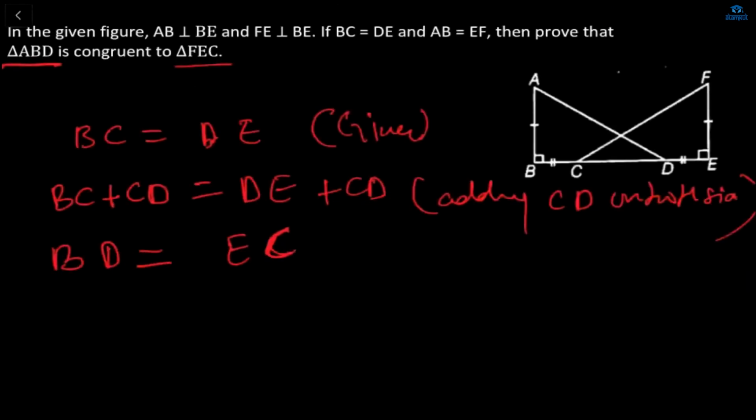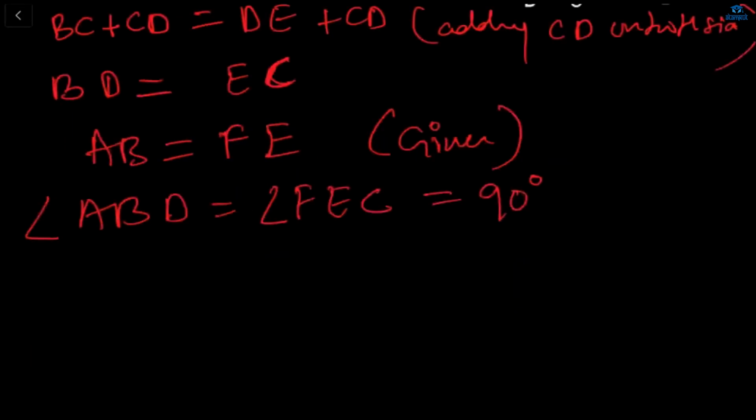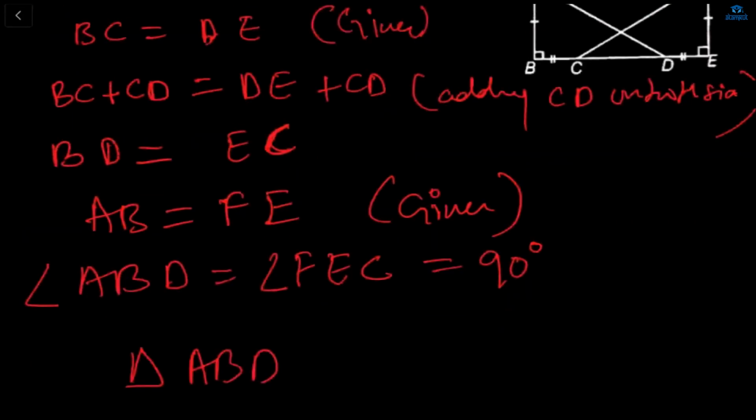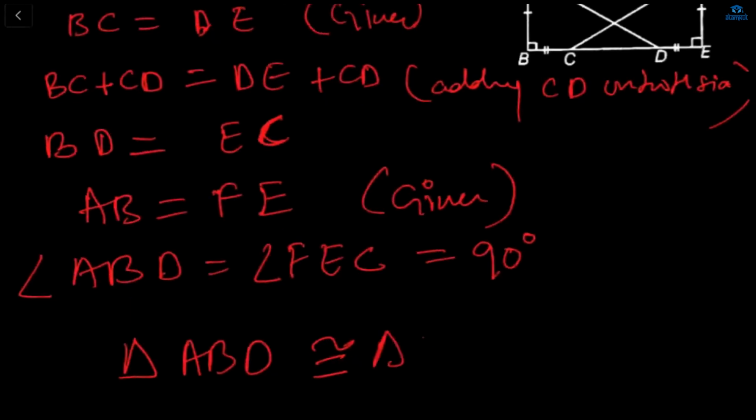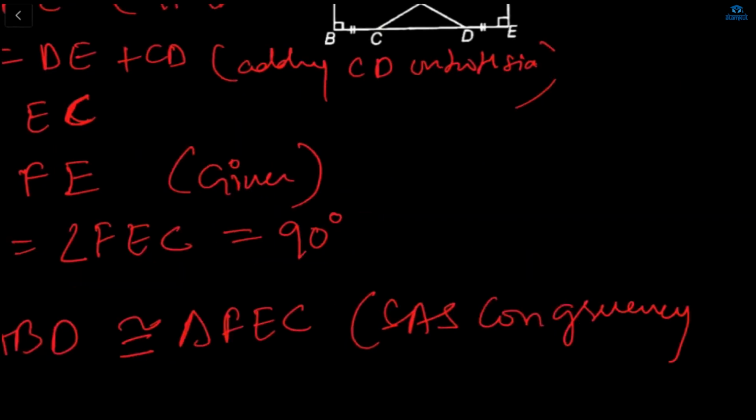So BD is equal to EC. Now we have shown that BD is equal to EC, one side, and AB is equal to FE, given. Okay. And angle ABD is equal to angle FEC is equal to 90 degrees. Okay, because they are perpendicular. It is also given. So from SAS, triangle ABD is congruent to triangle FEC, SAS congruency. Yes. Okay.